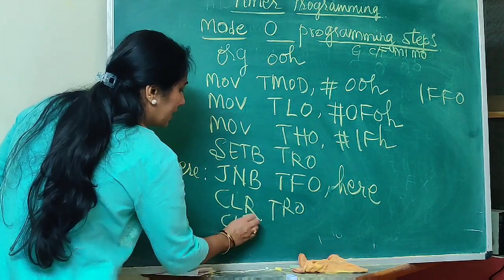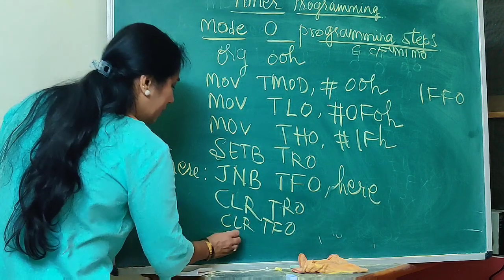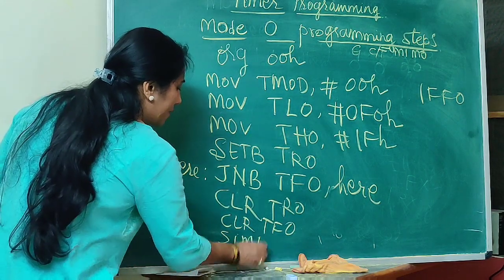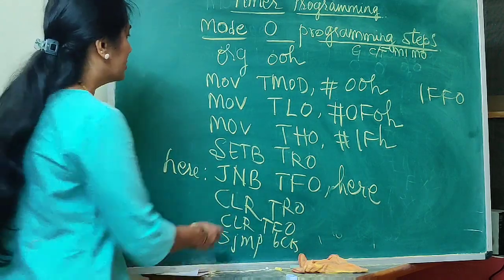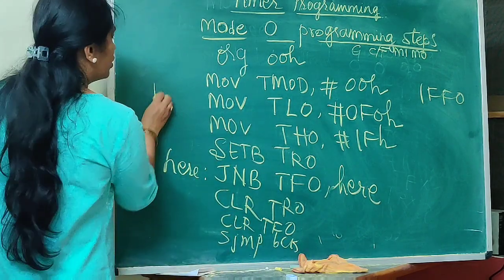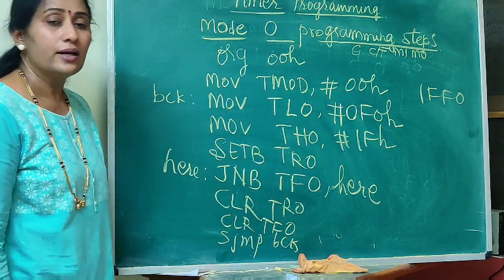And you have to clear the timer flag TF0. And if you want to repeat, go back with SJMP back. It's an unconditional jump. It should come over here to reload the value in TL and TH.